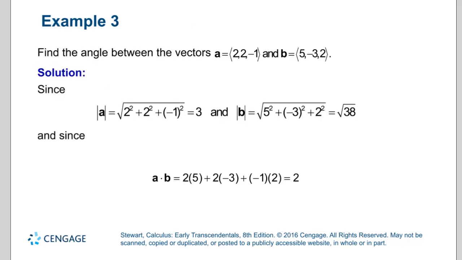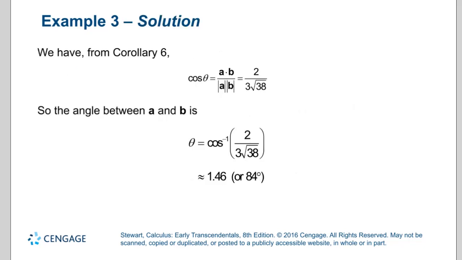So if we look here, the first thing I have to figure out is the magnitude of each of the vectors, and we did that in the last exercise. It's the square root of 2 squared plus 2 squared plus -1 squared, so the magnitude of A is 3, and the magnitude of B is the square root of 38. We then calculate the dot product, which in this case is 2. We plug that in, do the arc cosine of that, and we can figure out that the angle between those two vectors is 84 degrees.